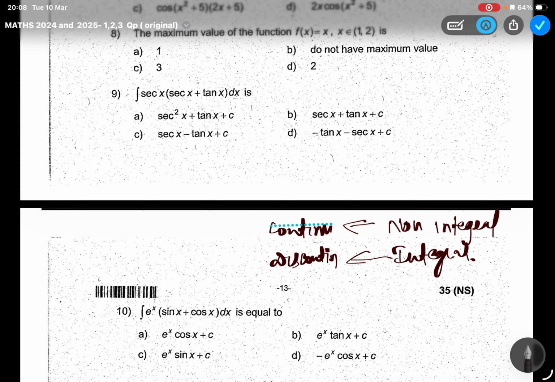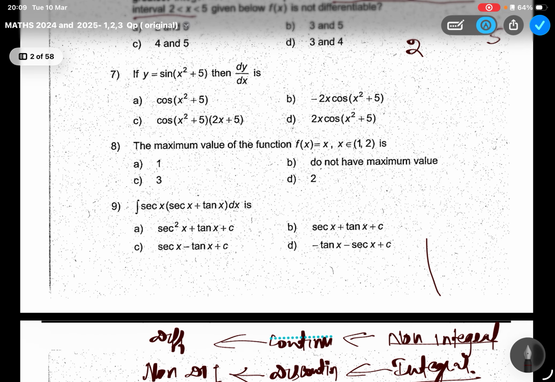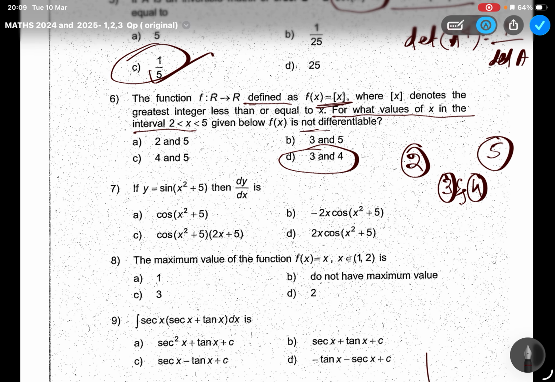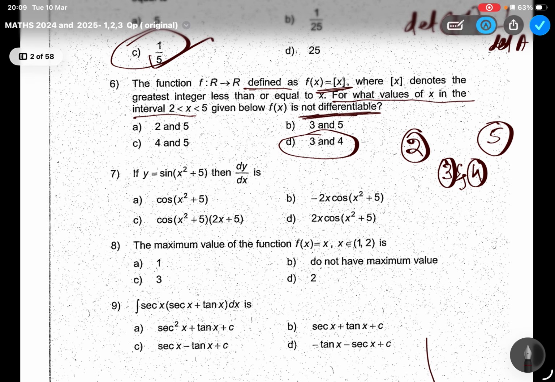Discontinuous. So continuous at non-integral values and discontinuous at integral values. If it is discontinuous, then it is not differentiable. If it is continuous, then it is differentiable. It is a common point. And here the numbers are given in the open interval 2 to 5. What are the integral values here? 3 and 4. At 3 and 4, the function is not differentiable. I hope it is clear.